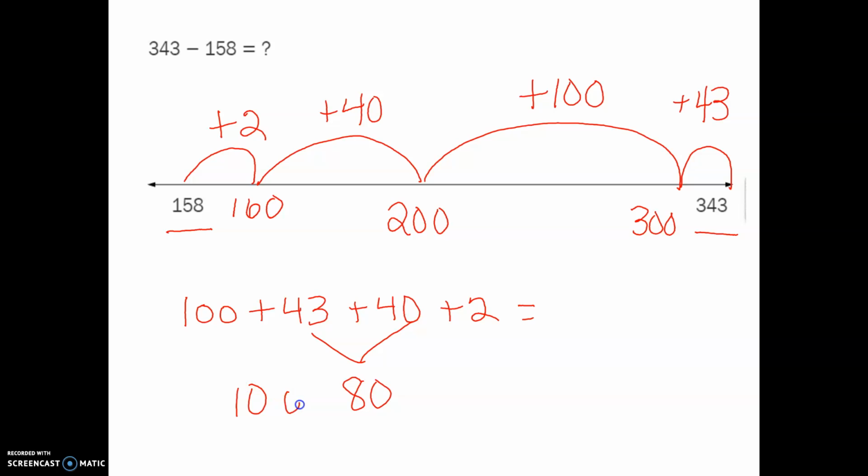So now I have 100. Oh, it's not 80. Gosh, Mrs. Flurry, it's 83. Sorry about that. So I have 100 plus 83 plus 2. 100 plus 83 is 183. Plus 2 is 185.